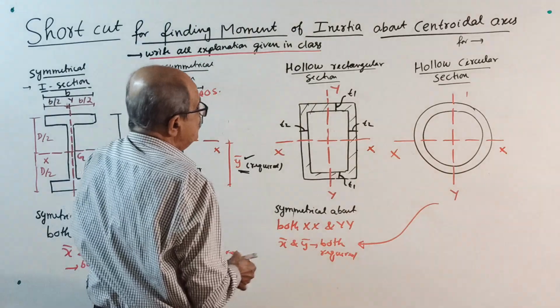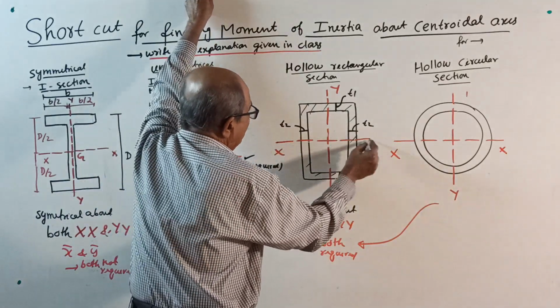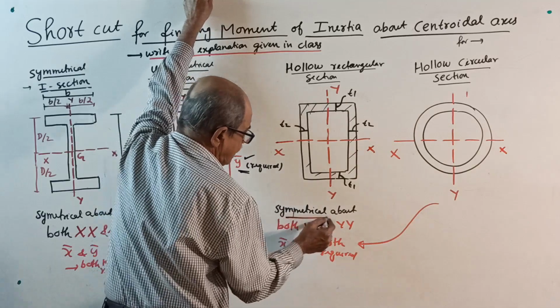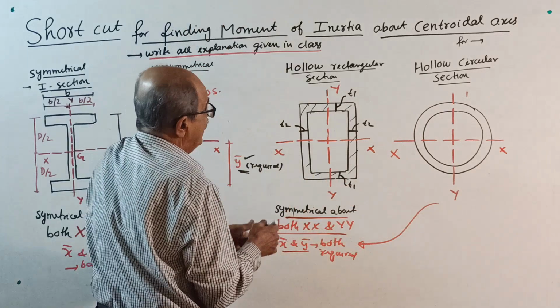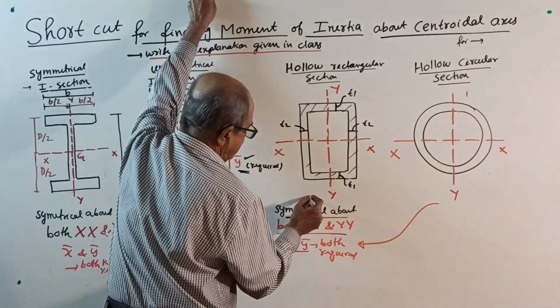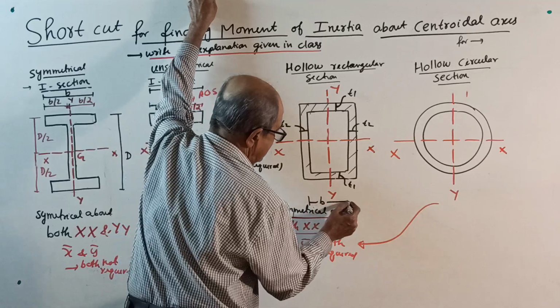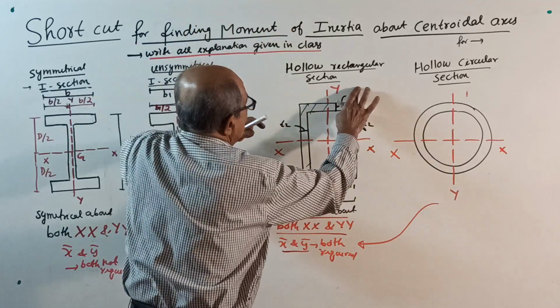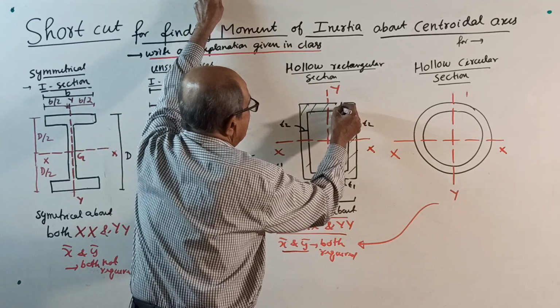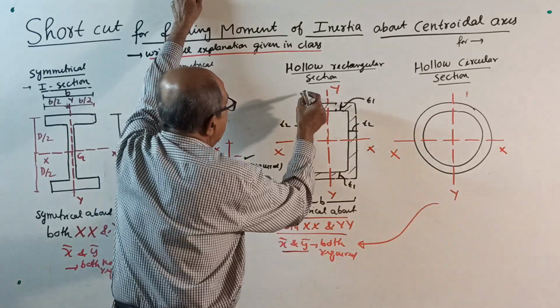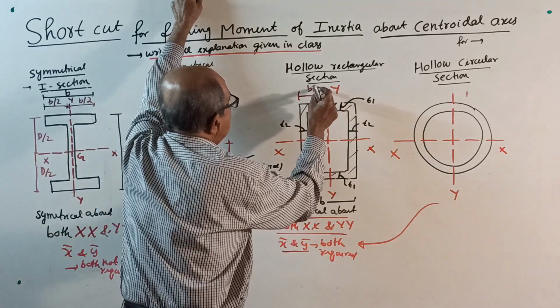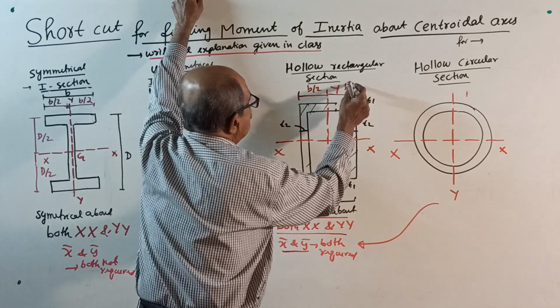Then you don't have to worry. See, xx and yy are symmetrical about both axes. Again, x bar, y bar, both are not required. You write somewhere here, if this is B, each will be, I will put T1 here. See, this is T1. If this is B, both will be B by 2 and B by 2.